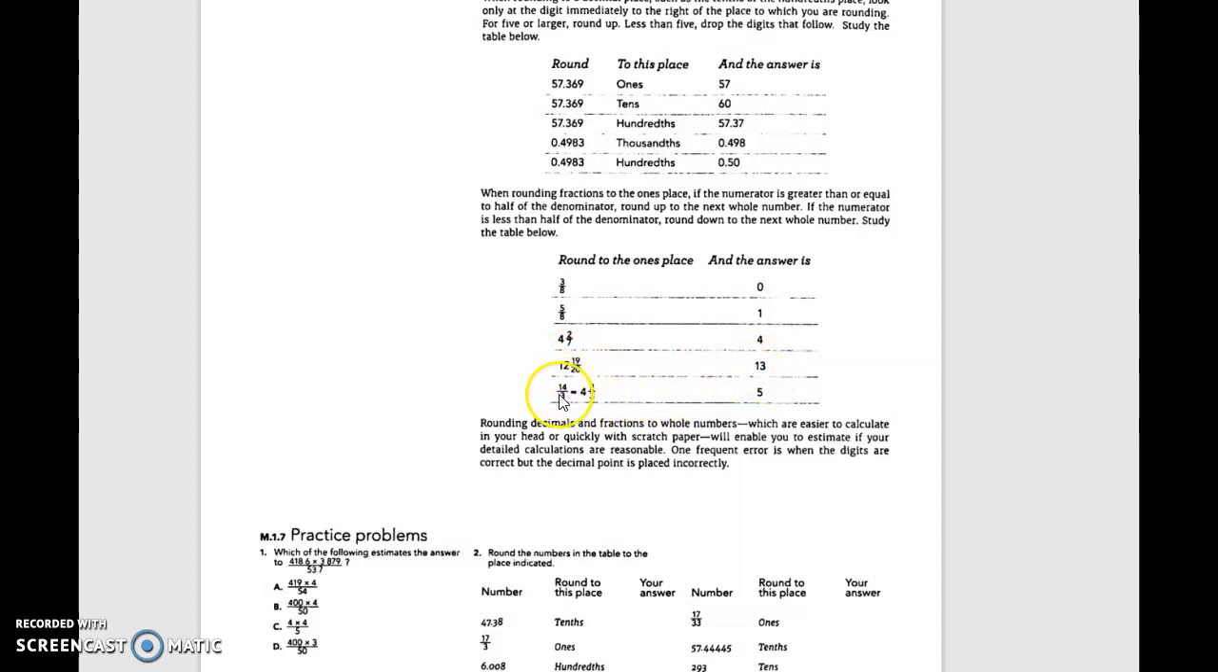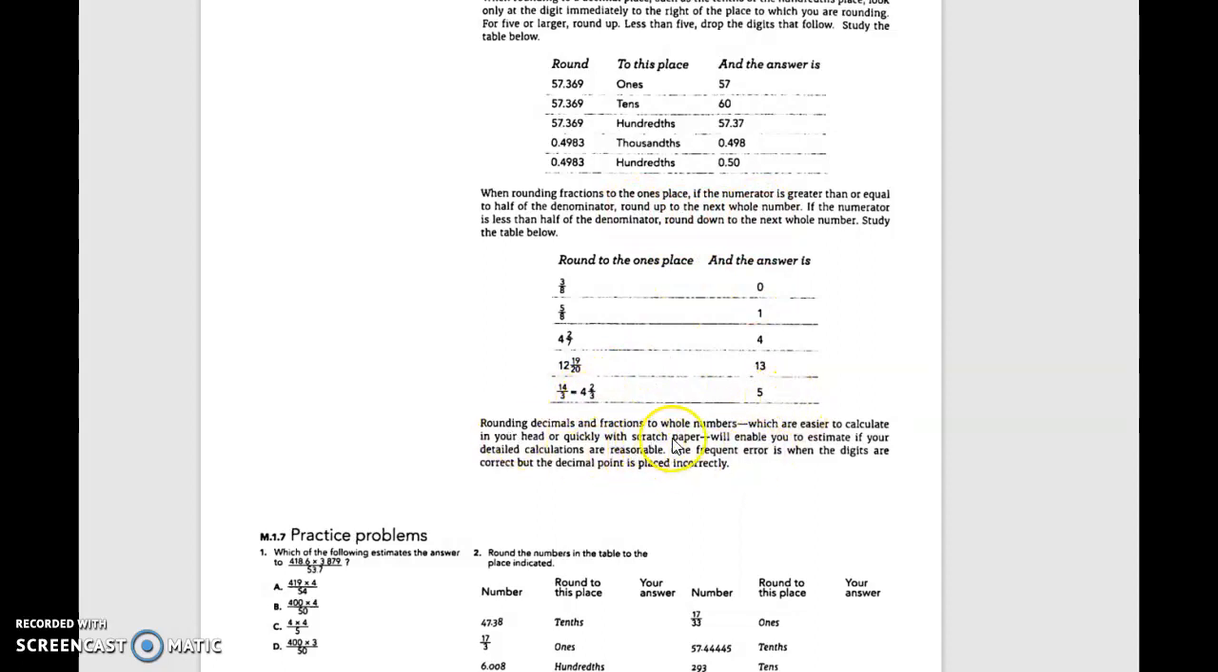Now 14 over 3 is really 4 and 2/3 if you change it to a mixed number. So to look at the fractional part, half of 3 is 1.5. Is 2 greater than 1.5? Yes. So we're going to round up to the next whole number, which would make the 4 become a 5.